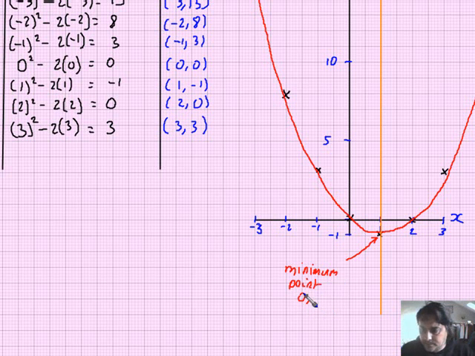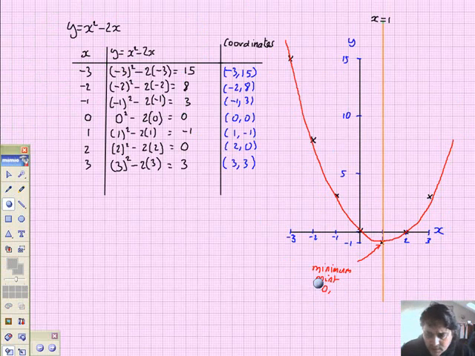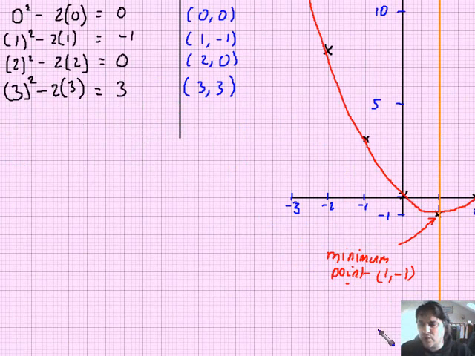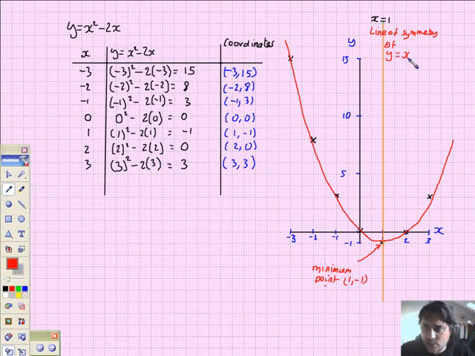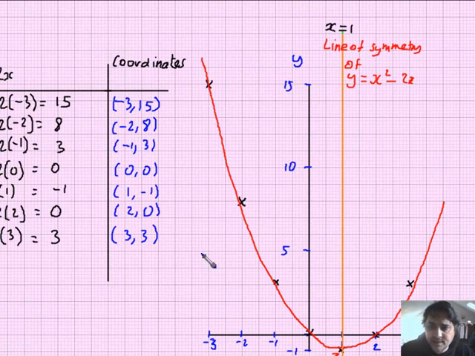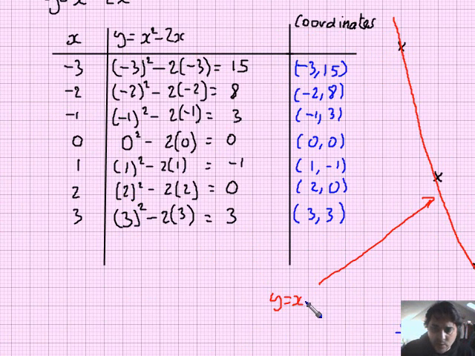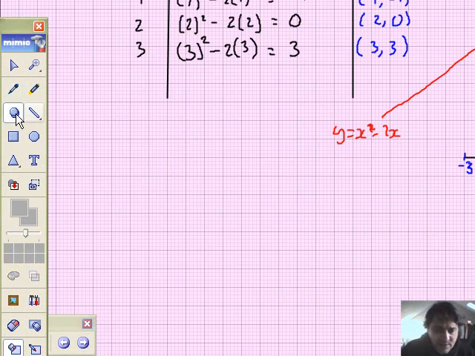And that's going to be 0. No, it's going to be 1, minus 1, sorry. I didn't see it, I covered it. So that coordinate there is 1, minus 1, right? 1 along, 1 down, but we can't really see it because we've drawn over it. And this will be the line of symmetry of the equation of y equals x squared minus 2x. And of course this is the equation of the line y equals x squared minus 2x, or rather it's the graph of the line of equation y equals x squared minus 2x.